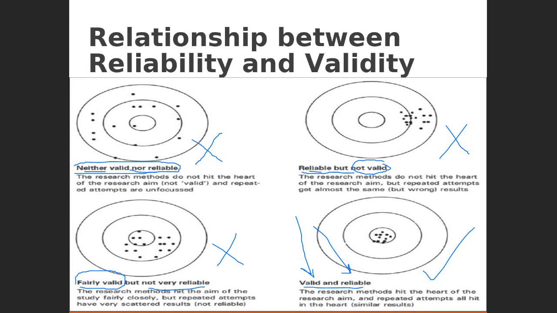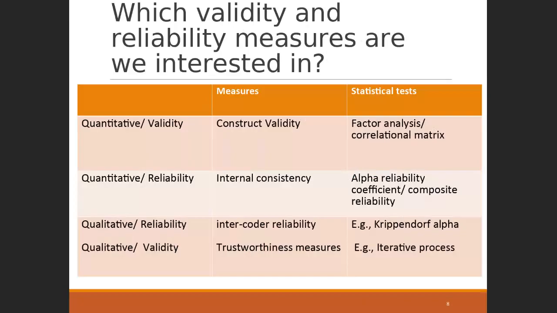So this was the main reason, because if you are going to develop a new scale, then there are very serious concerns about the reliability and validity of your research instrument. Okay. Lastly, the most important question, which validity and reliability measures are we interested in? So it really depends upon our study design. Either we are going for quantitative research or qualitative research.